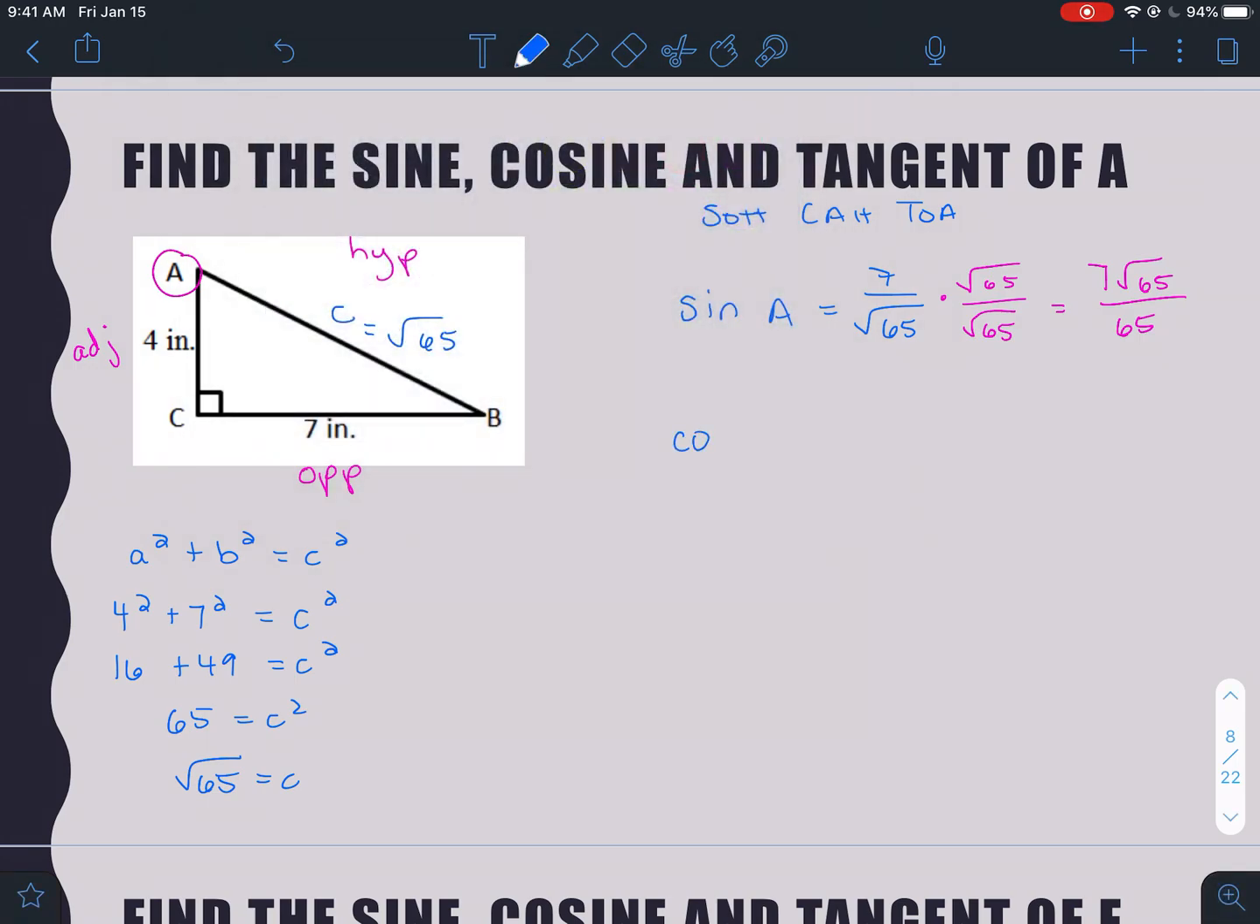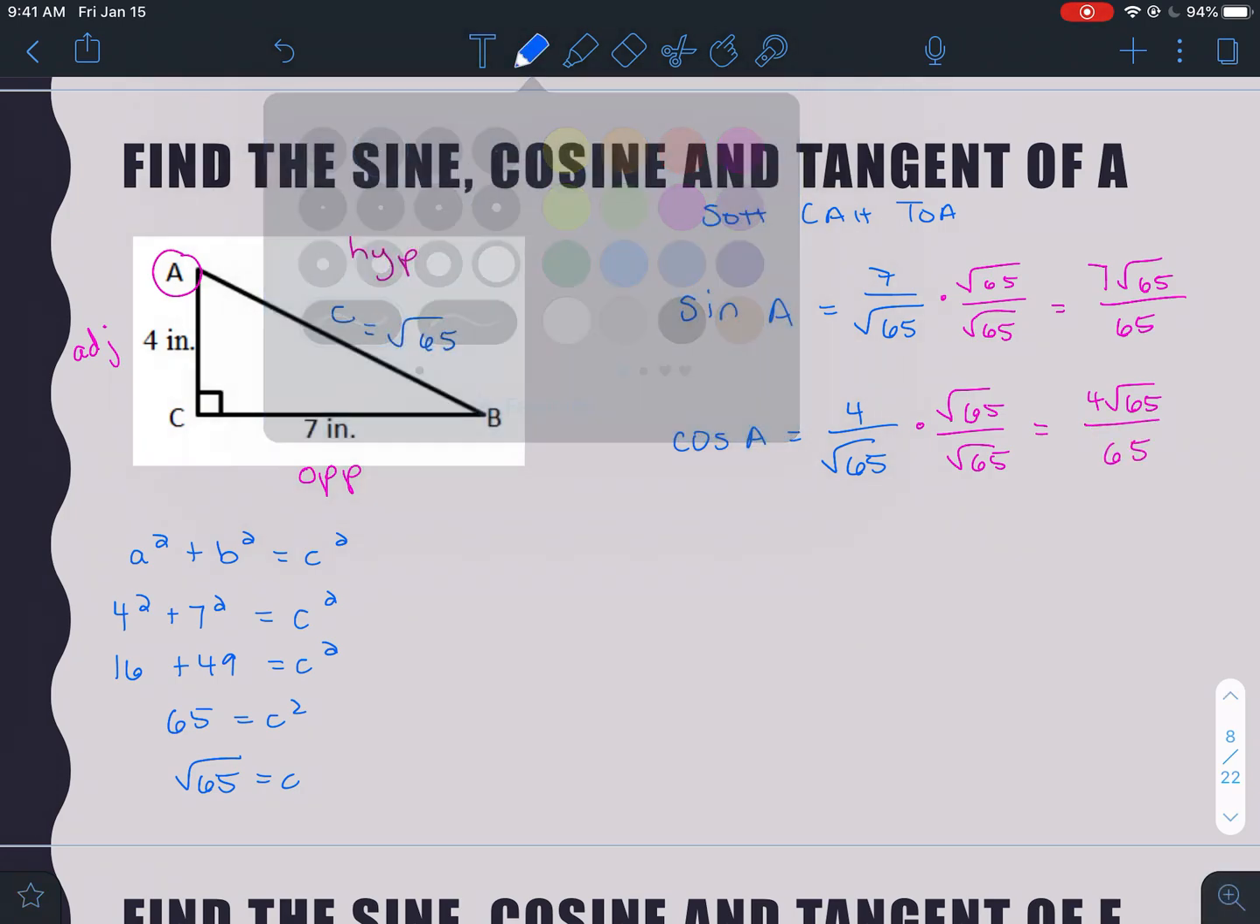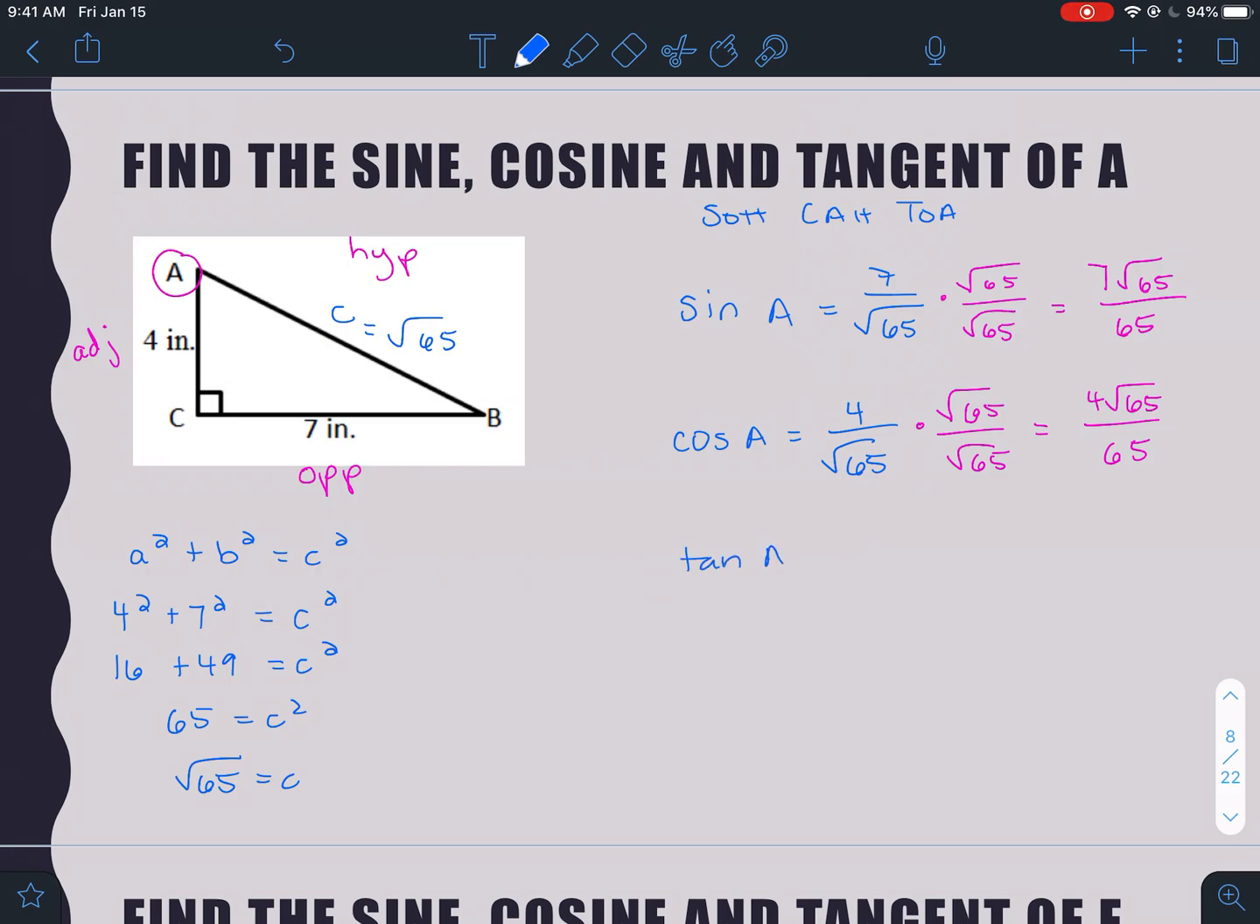The cosine of angle A would be adjacent over hypotenuse. So it would be 4 over square root 65. And then rationalize the denominator. So multiply by square root 65, multiply by square root 65. And we would get 4 square root 65 over 65. And then the tangent of angle A is going to equal the opposite over the adjacent. So it would equal 7 over 4. And those would be the 3 trig ratios for angle A.